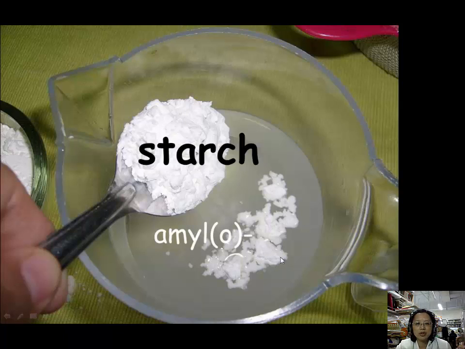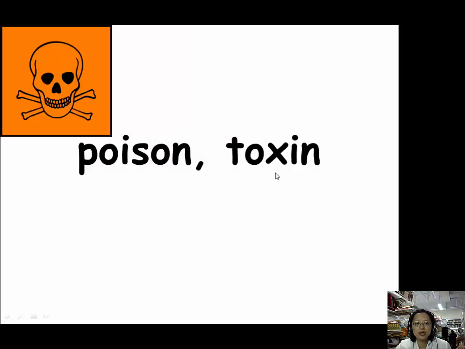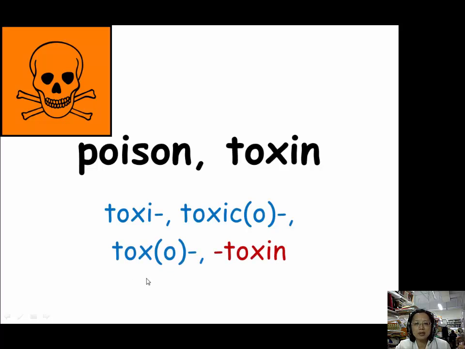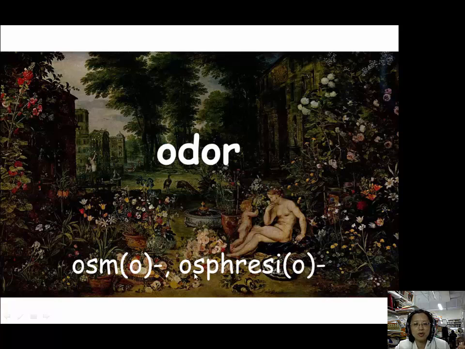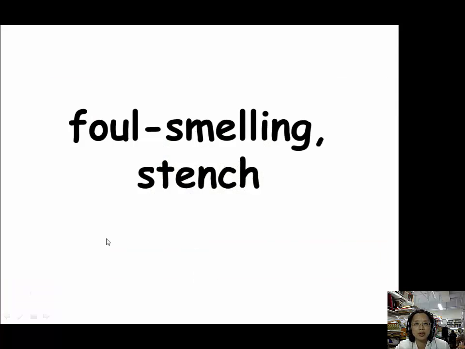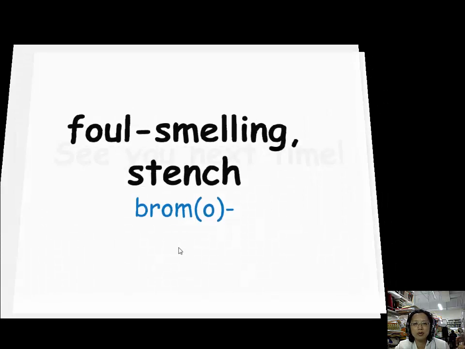For starch, we have this prefix, amylo, A-M-Y-L-O. For poison or toxin, we could use toxi, T-O-X-I, toxico, T-O-X-I-C-O, toxo, T-O-X-O, or we could put toxin at the end of the word. For odor, we could use osmo, O-S-M-O, or osphresio, O-S-P-H-R-E-S-I-O. For foul smelling, stench, we could use this prefix, bromo, B-R-O-M-O.